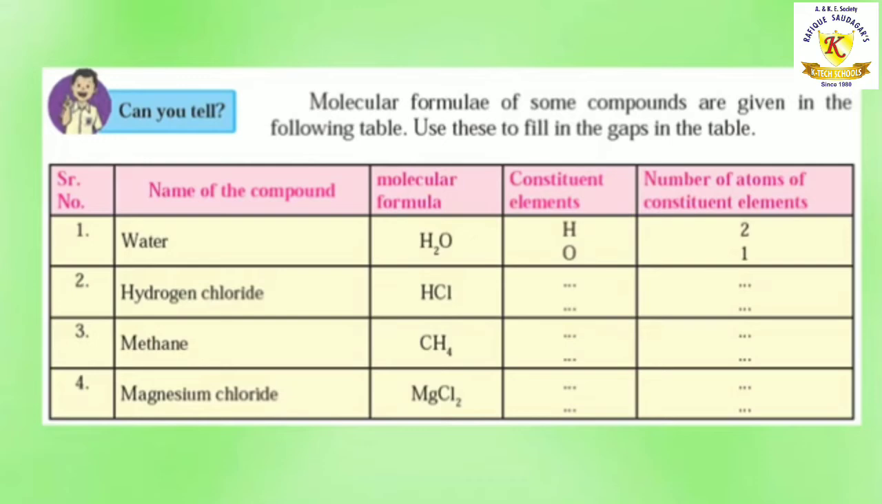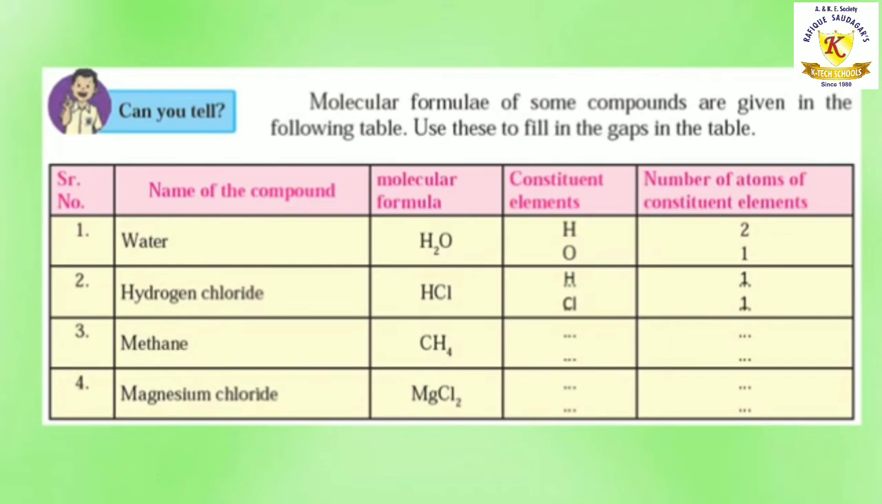Are you getting me? The first one they have solved for us, where the constituent elements are H and O and the number of atoms of constituent elements are 2 and 1. The second, hydrogen chloride, where the molecular formula is HCl. Constituent elements are H and Cl, and the number of atoms of H is 1 and Cl is 1.